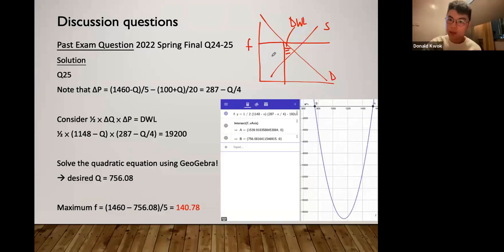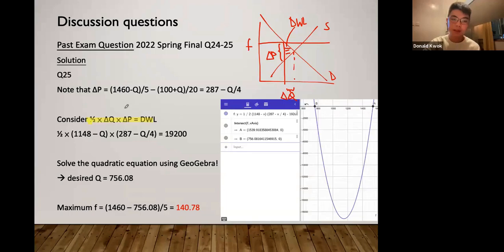Okay, so let me call here as delta P and here as delta Q. Then the area of deadweight loss can be expressed as this thing, delta Q times delta P divided by 2, right? The area of a triangle. So how can we find delta P? It is simply the PD minus PS at the quantity, right? So how can we do that?